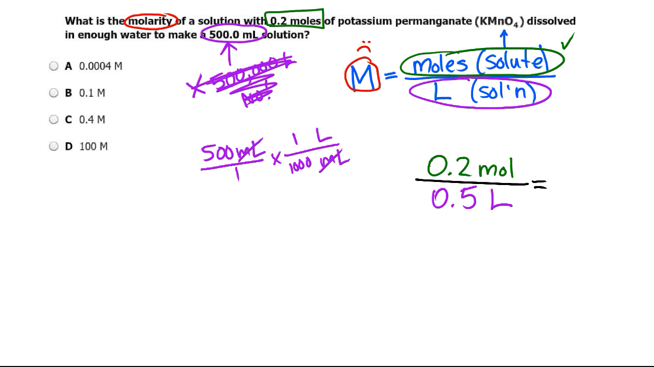And that gives you your molarity. 0.2 divided by 0.5 is 0.4, capital M for molarity. So the answer would be 0.4.